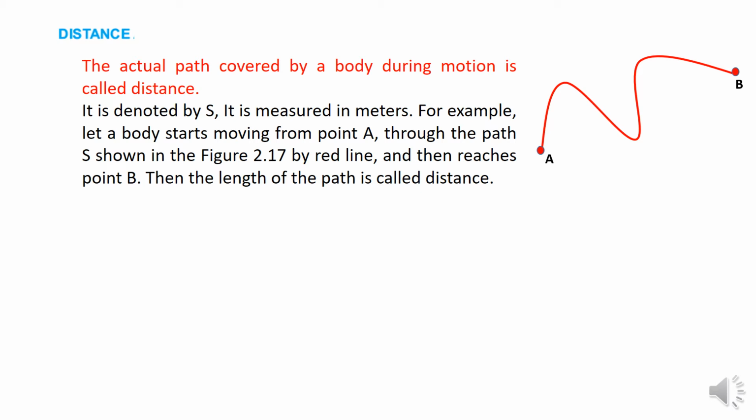let a body start moving from point A, move through this red line, and reach point B. Then the length of this curved path will be equal to the distance traveled by the body, which is represented by this dashed line.